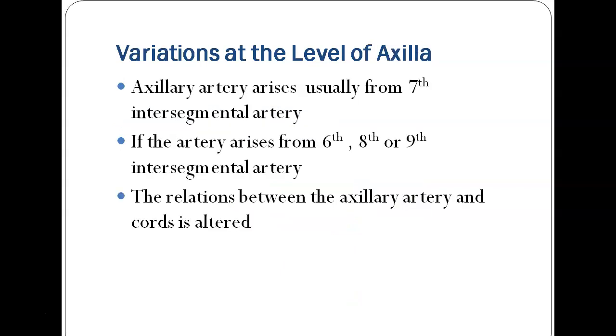Then variations at the level of axilla. The axillary artery usually arises from 7th intersegmental artery. If the artery arises other than from 7th, that is from 6th, 8th or 9th intersegmental artery, then the relation between the axillary artery and the cords is altered.